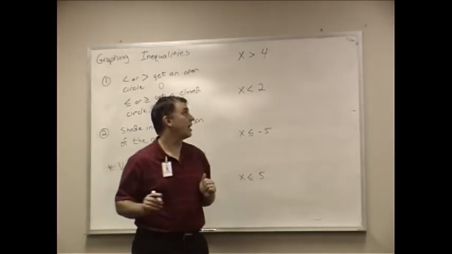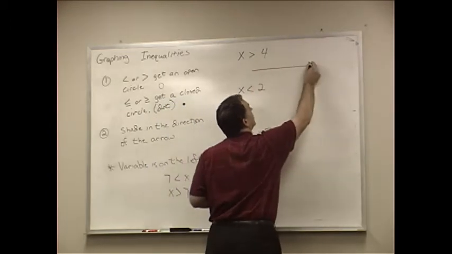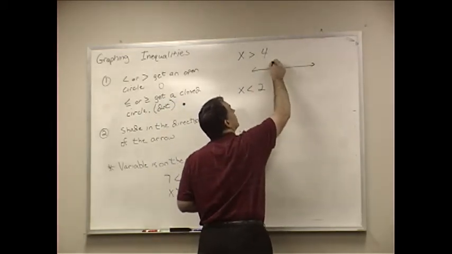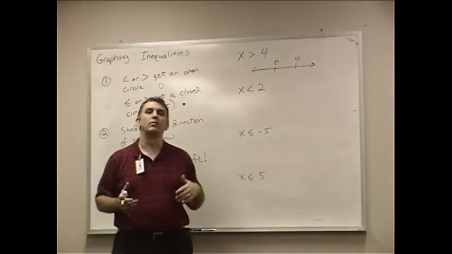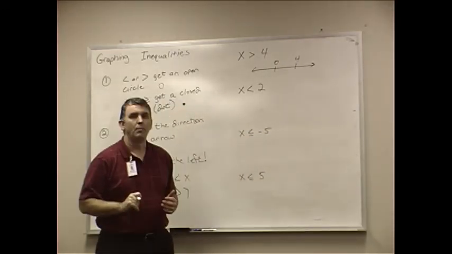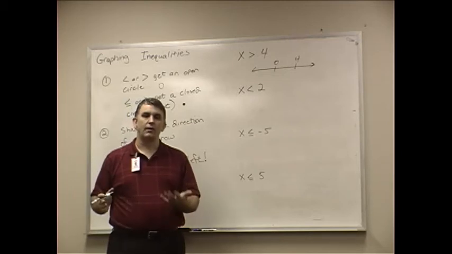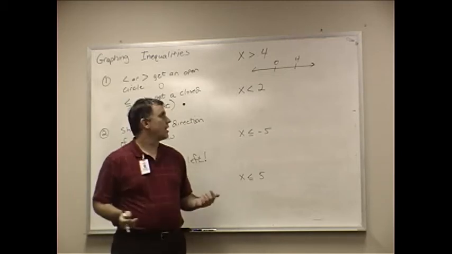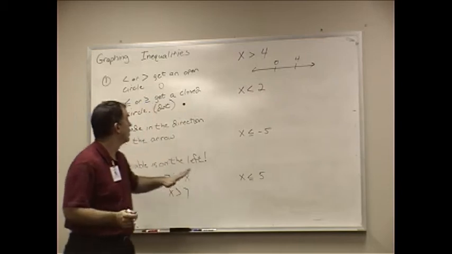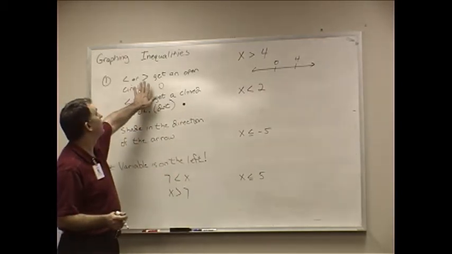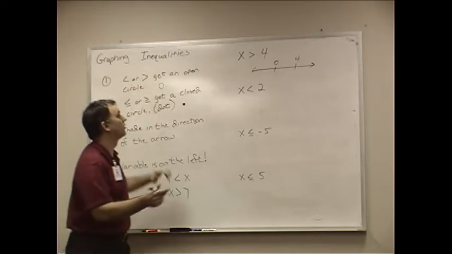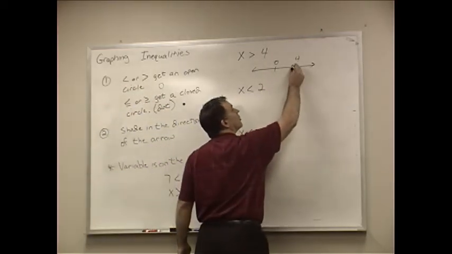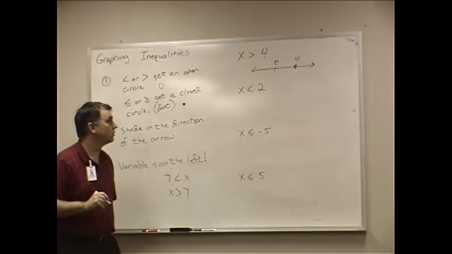x is greater than 4. So you're going to have a number line. Generally, I just put in 0 and the number. I just want 0 as a reference point, and I put the number down there. Now let's follow the rules for a moment, and then I'm going to explain it. x is greater than 4, so it's a greater than, so it gets an open circle. So we put an open circle on the 4.